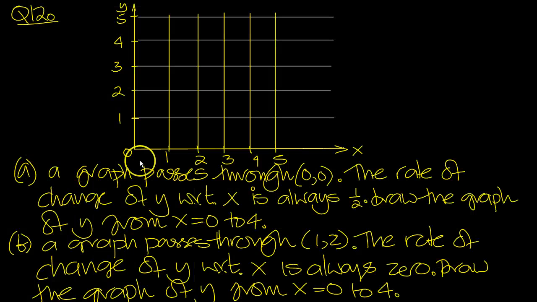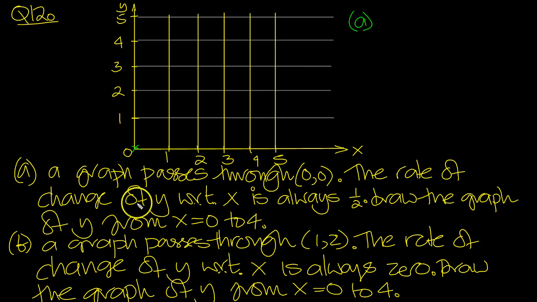Okay, that's the question. To save space, I'm going to do them on the same plot, the same picture. Passes through 0, 0. I'll use different colours each time. So for part A then, let's have a look at part A.